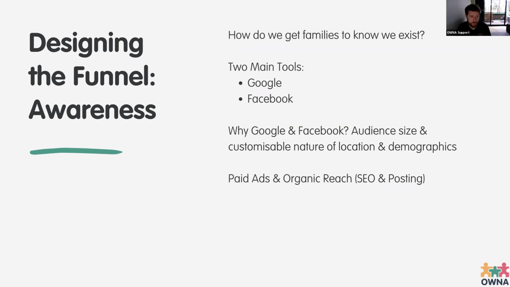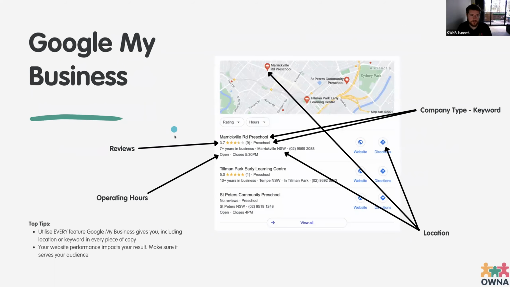And then obviously there's the organic reach of doing your search engine stuff, and then you post on your social media platforms, which is good if you're good at it, and it takes a long time. But the paid stuff is the stuff that gets you those results straight away. Okay, so if we're going to look at the organic stuff, we'll start with Google and then we'll go to Facebook.